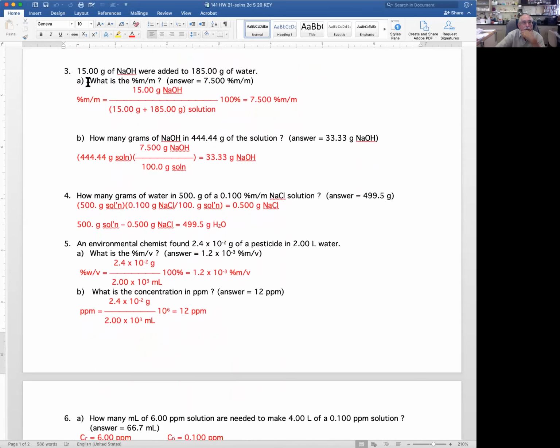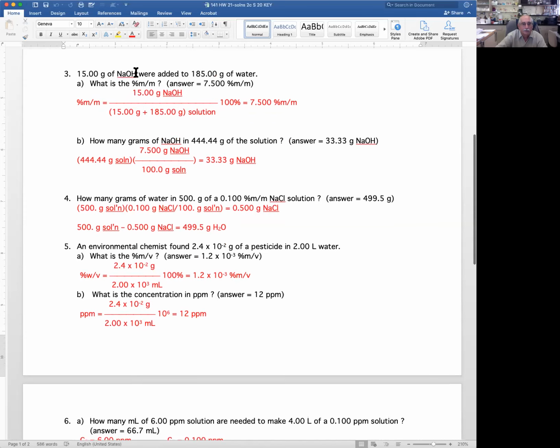So I took 15 grams of sodium hydroxide and added it to 185 grams of water. What is the percent mass per mass? So 15 grams of the solute, and this should be grams of what? The solution. That includes 15 grams of the hydroxide and 185 grams of the water. So then multiply by 100, it's 7.5%.